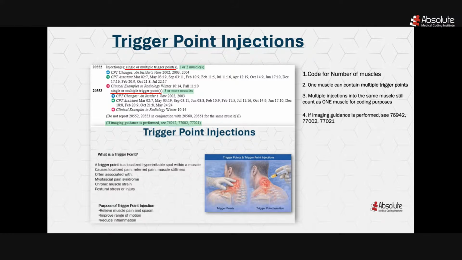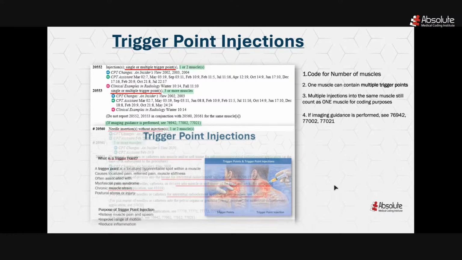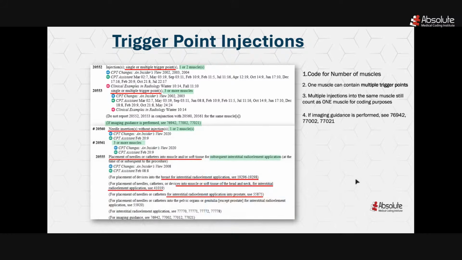And finally, the image guidance. If an image guidance is performed, CPT directs you to report appropriate image guidance codes such as 76942, 77002, and 77021. All right. So that is about the trigger point injection. And you have to be a little bit forensic while coding these codes.